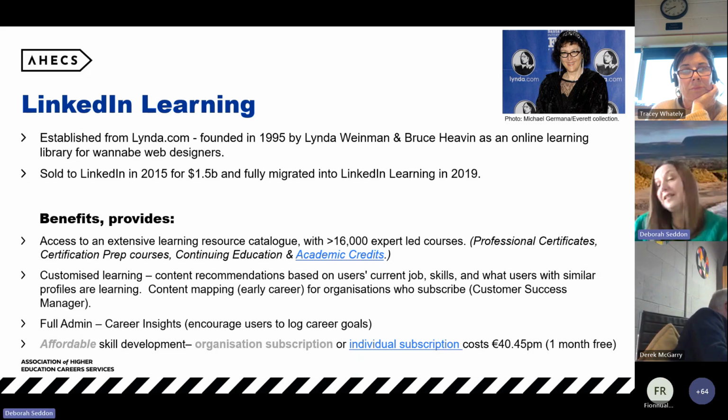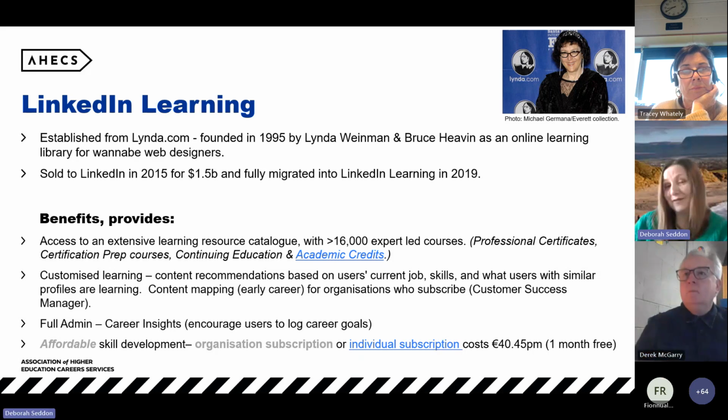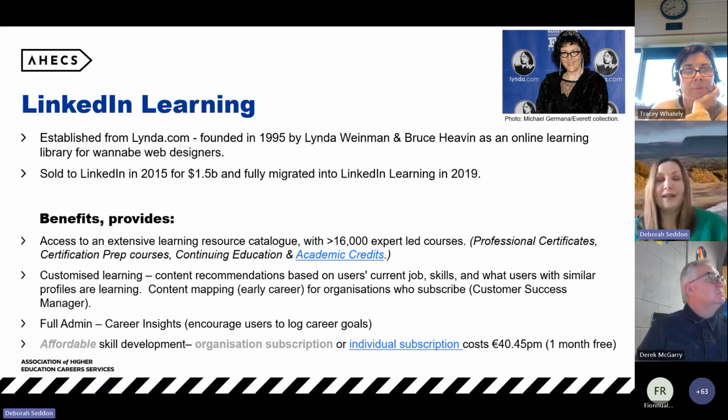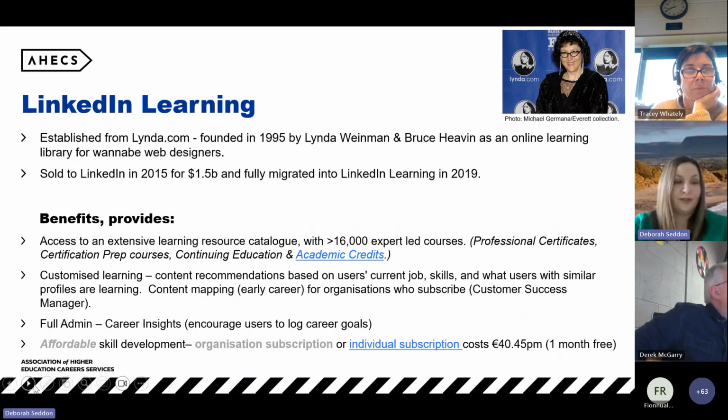It's affordable in the sense that if your organisation has a subscription, it's completely affordable because it's free for everyone within that institution. If your institution doesn't have a licence for LinkedIn Learning, in terms of individual subscription, there is a month free. So, it would be about encouraging any users to make the most of that month, because after that one month free, at the moment it's around €40 per month, so it's quite expensive. So yeah, ideally it would be through an organisational subscription if at all possible.